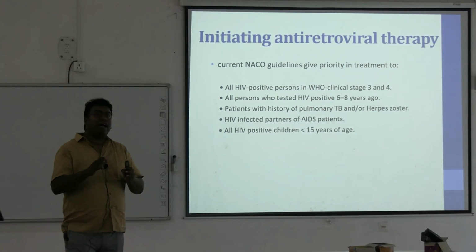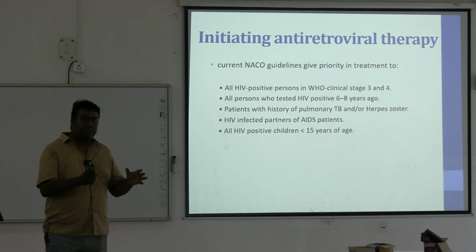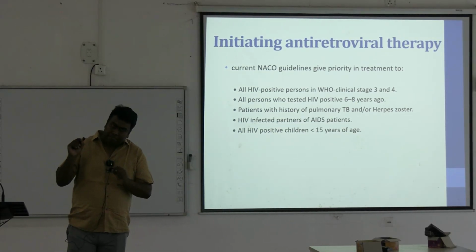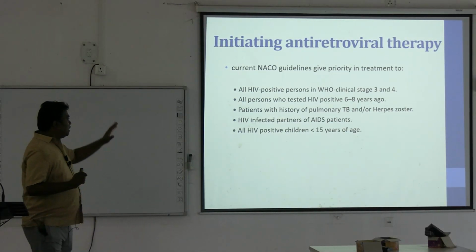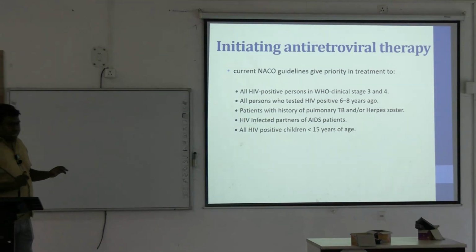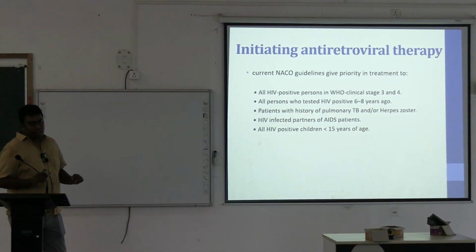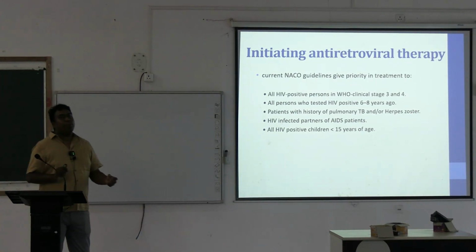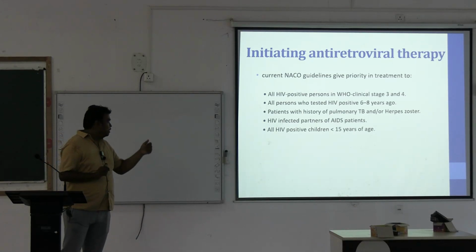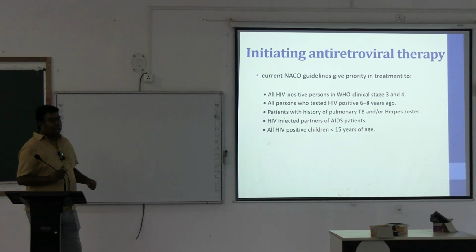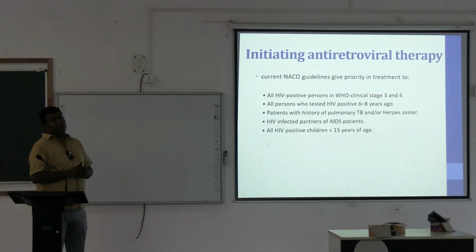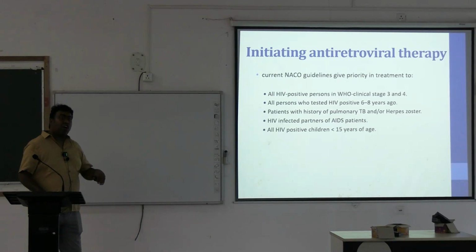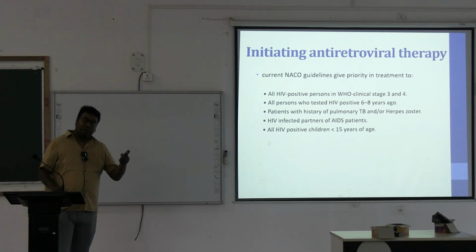So that is the later stage. Not all HIV patients go into AIDS, but all AIDS patients must be infected by HIV. So these are the primary criteria to start the antiretroviral therapy: stage 3, stage 4, 6 to 8 years, pediatric age group, concomitant infection of pulmonary tuberculosis and herpes, and HIV-infected patient with an AIDS partner. So these are the criteria to start highly effective antiretroviral therapy.